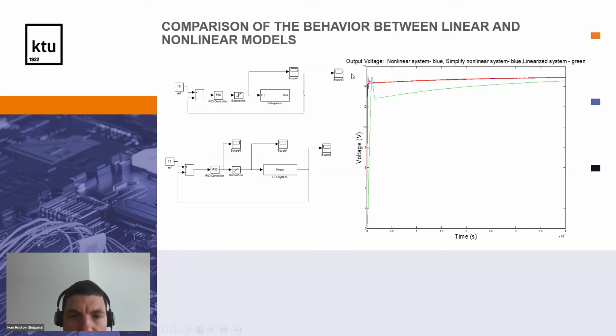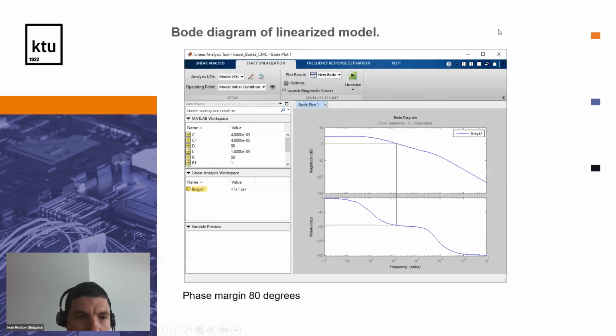As a result, we compare the behavior of the three different systems: nonlinear, simplified, and linear. They are basically the same. There is a slight difference here at the beginning when the system is starting, in the linearized system in green. We can see we have some difference, but over time we have good output results.